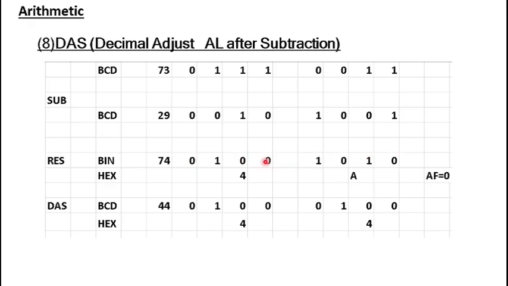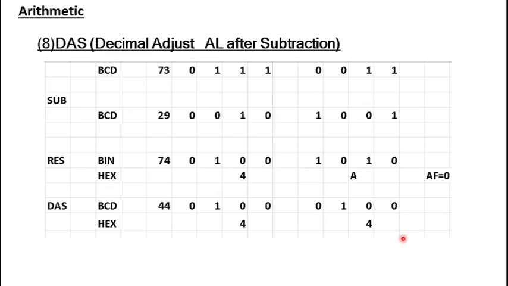Actually, when we do BCD subtraction, what we expect in the lower nibble is a 4, but we will get A, that is a 10, due to this binary subtraction. The upper nibble is 4, so there is no problem there. So we have a problem with the lower nibble. Instead of getting the actual result 44 in BCD format, when we subtract these two BCD numbers we get 4A. So this 4A has to be adjusted so that we get 44 in BCD format.